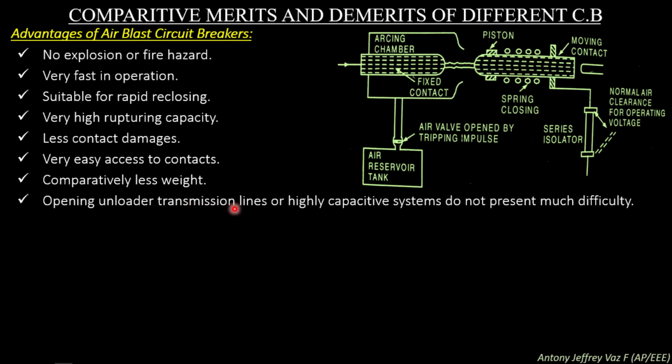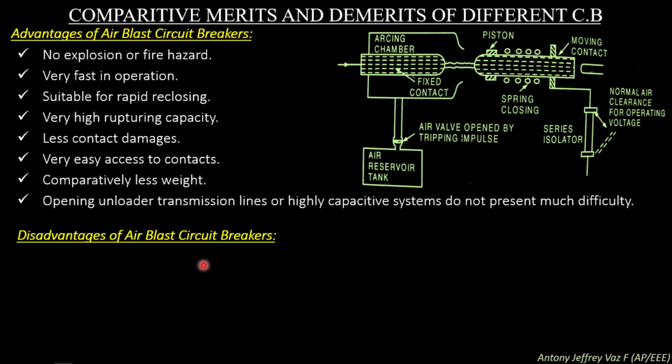Opening unloaded transmission lines or highly capacitive systems does not present much difficulty for air blast circuit breakers. So air blast circuit breakers can be used to open a highly capacitive line, or to interrupt an inductive load.